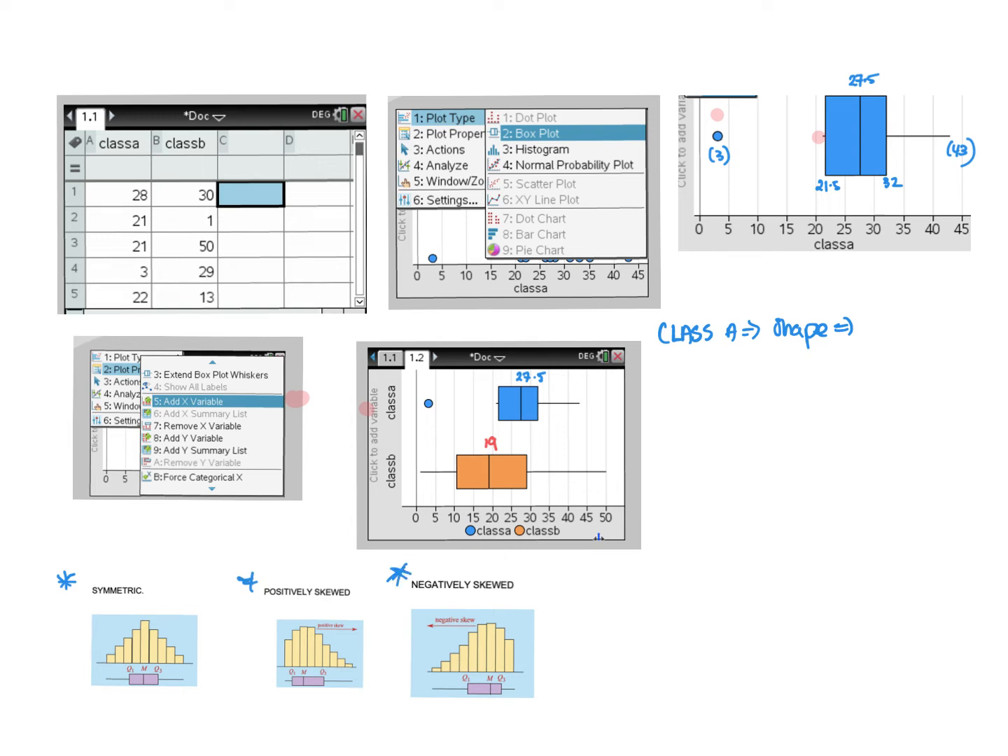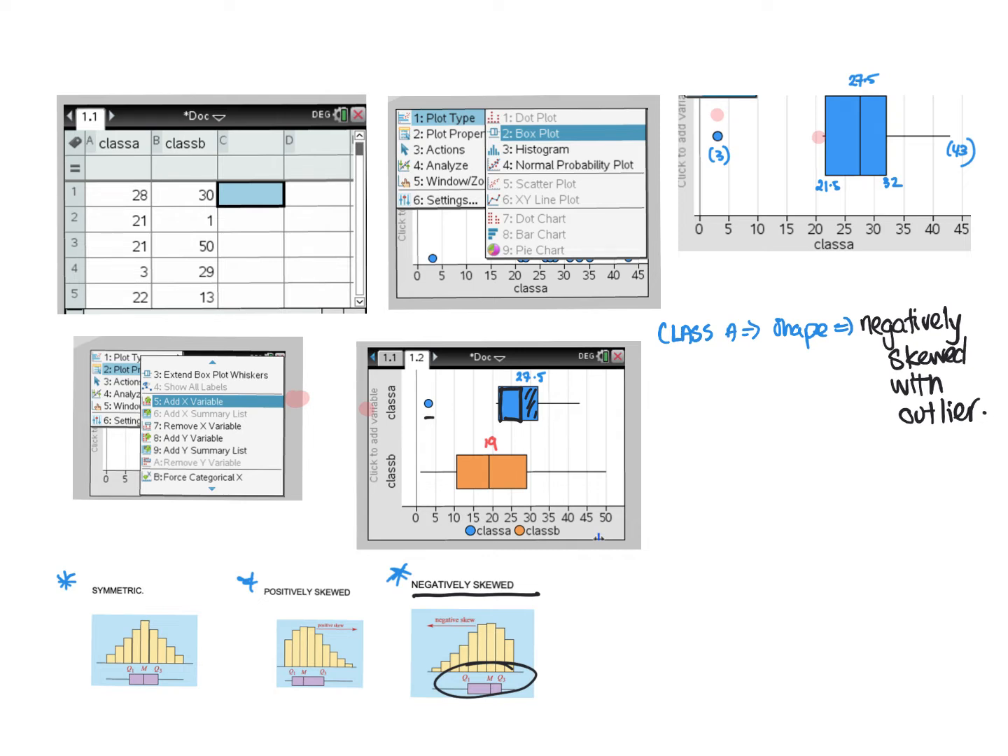So the shape here of class A, can we see that this box at the start is bigger than the second one? Would you agree? Yes. So when that happens, it is negatively skewed. Can you see down here? The box at the start is bigger. So class A, we will say negatively skewed with an outlier. Make sure you comment that it has an outlier. You have to do that.